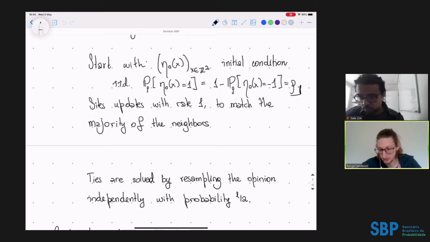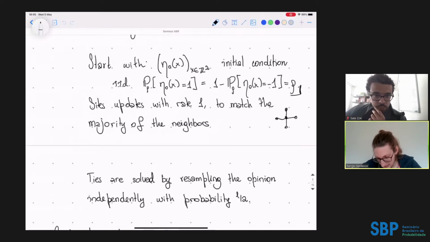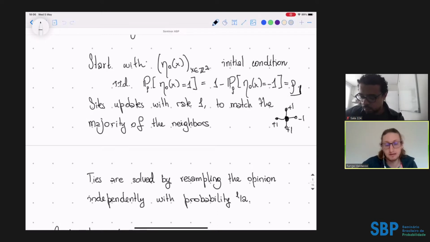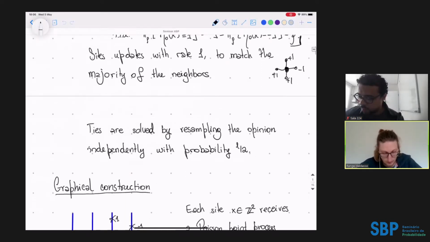the neighbors. So for example, if you have an update here, let's say this site has an update, and you have +1, +1, +1, and -1, this new guy here in the middle will update to become a +1. Maybe it was a +1 beforehand, so it won't change anything. And yeah, so that's the update rule, and it happens with rate 1.